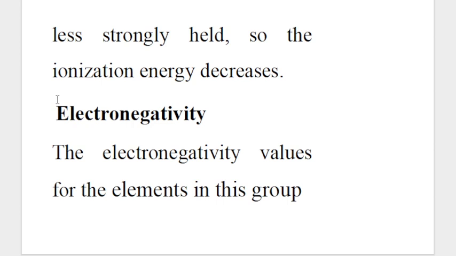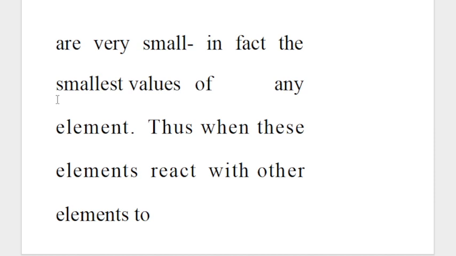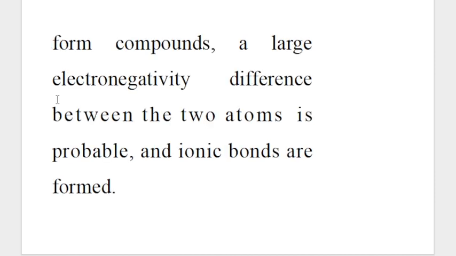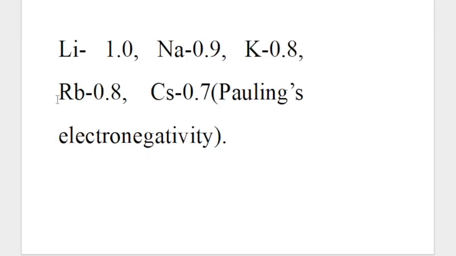Electronegativity values for the elements in this group are very small. In fact, they are the smallest value of any element. Thus, when these elements react with other elements to form compounds, a large electronegativity difference between the two atoms is probable and ionic bonds are formed.